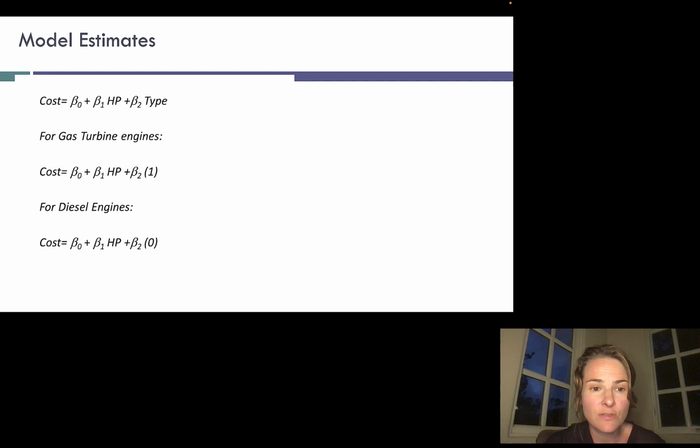Essentially what you're going to do is, if you have a gas turbine engine, you're going to use the equation like you've used it before, beta naught plus beta 1 times the horsepower that you want to estimate plus beta 2 times 1. If you have a diesel engine, you're essentially going to drop out that added cost that comes from having a gas turbine engine, and so you're going to use beta 2 times 0.